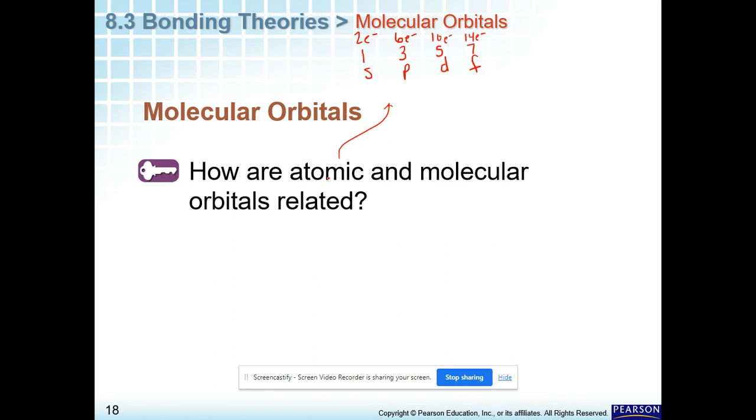Today, we're going to expand on that, and we're going to learn about 2 types of molecular orbitals called sigma and pi bonds. And then we're also going to talk about how these atomic orbitals are able to bond with each other and form hybrids.